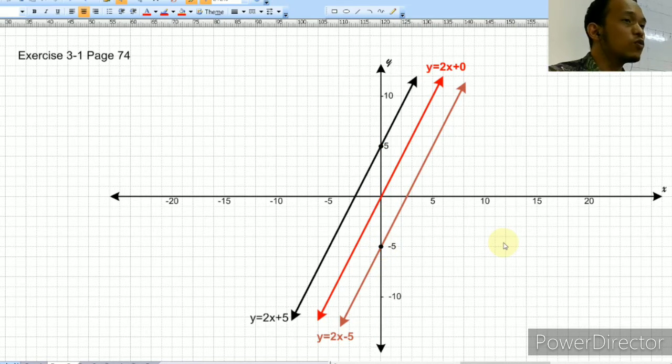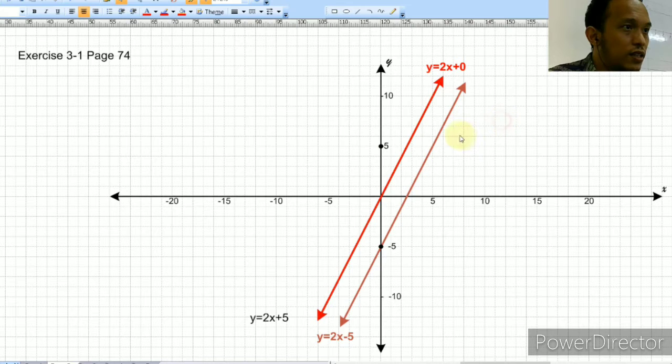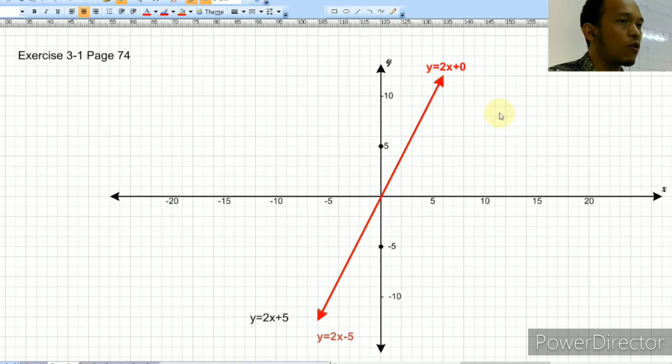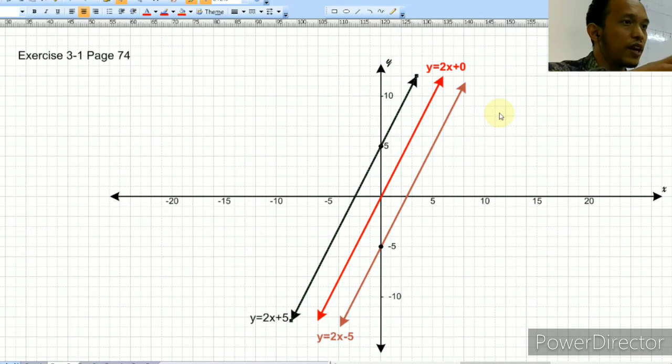But let's go to this pattern. All of these graphs, if I slide this into this and slide it into this, have the same slope. They all have the same slope. When I drag this, it's exactly the same slope. That means the coefficient of x shows you the slope of your graph.